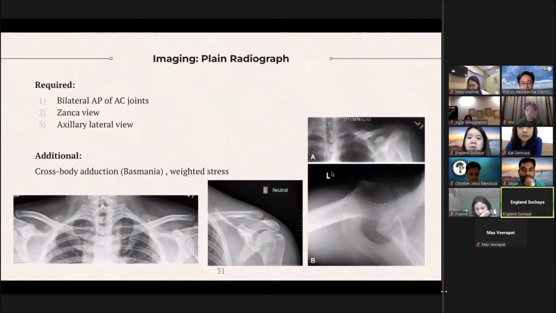So what imaging should we send for patients with AC joint injury? The required views are bilateral AP of the AC joints, and also the Zanca view and axillary lateral view. There are also some views that you may have seen before, for example the weighted stress view, but it's not commonly used. I will tell you the detail in the next slide.